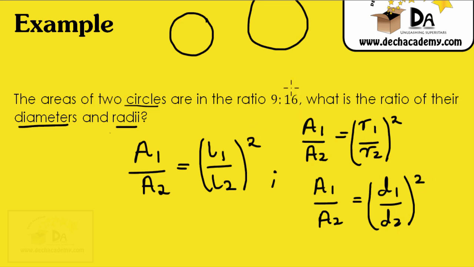So what we know so far is that the ratio of the areas of the two shapes is given as 9 to 16. I'm just going to call circle 1 the smaller circle and circle 2 the larger one. I'll just assume that. So the area of circle 1 divided by the area of circle 2 is equal to 9 over 16. So let's try and find the ratio of the radii and the ratio of the diameters. So A1 over A2 is 9 over 16.